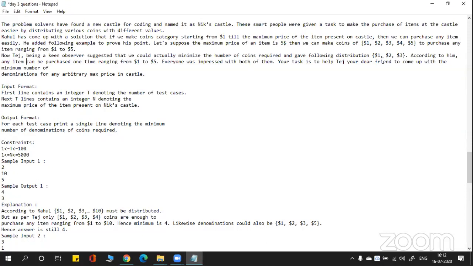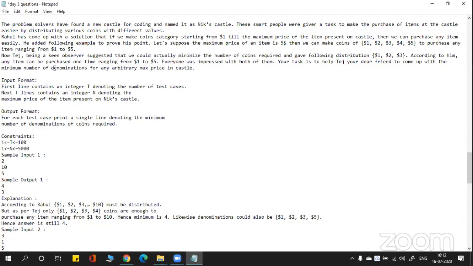Your task is to help Tej, your dear friend, to come up with the minimum number of denominations for an arbitrary maximum price in Castle. Input format: the first line contains an integer t denoting the number of test cases. The next t lines contain an integer denoting the maximum price of the item present in the castle. Output format: for each test case, print a single line denoting the minimum number of denominations of coins required.